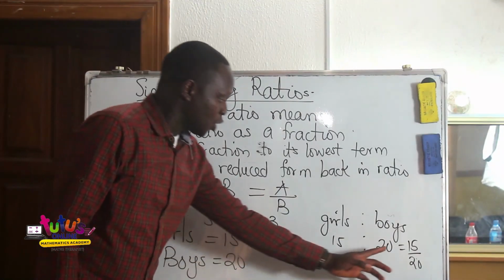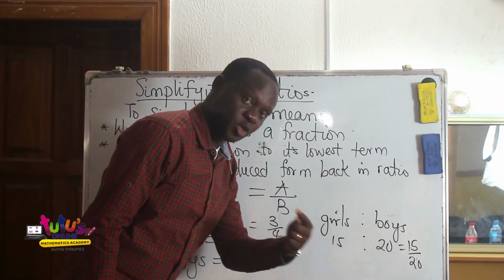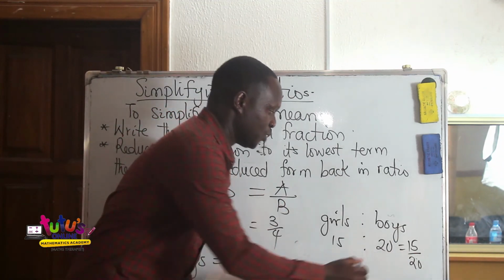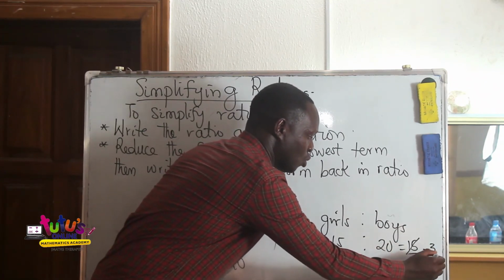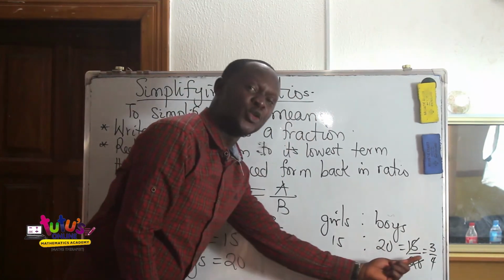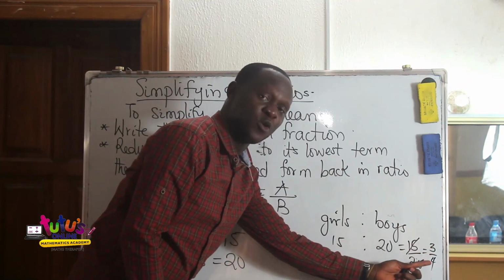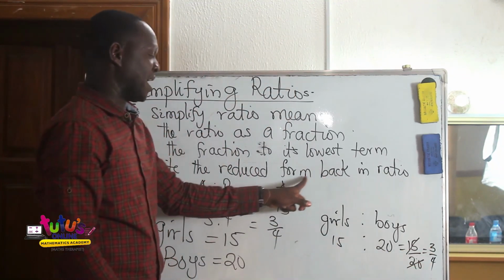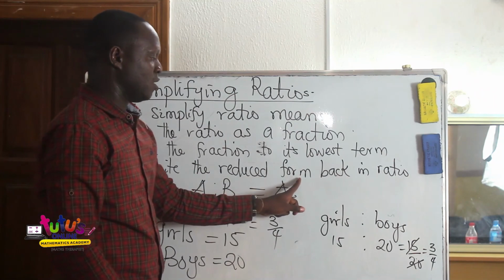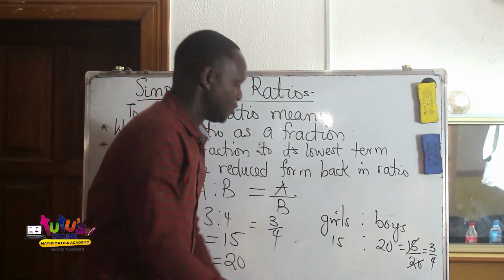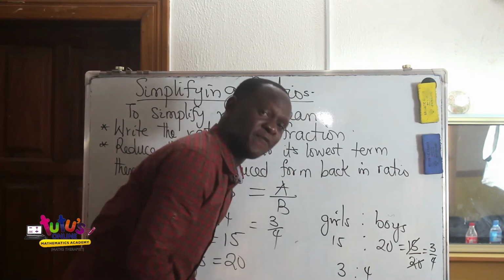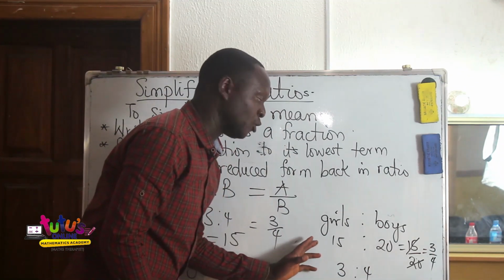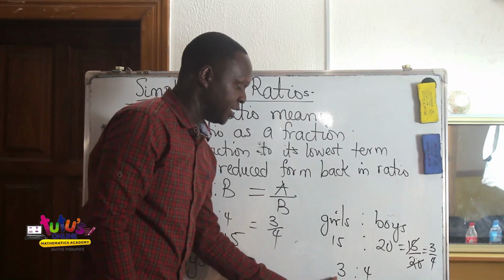Good. So what's the common factor? I'm sure somebody's saying 5 there. Yes, 5. So 5 here gives us 3, and 5 here gives us what? 4. Now our reduced form is 3 over 4. Then we write back. After reducing, we write back as a ratio. So this gives us 3 ratio 4. Therefore, the ratio of girls to boys in the school is 3 ratio 4.